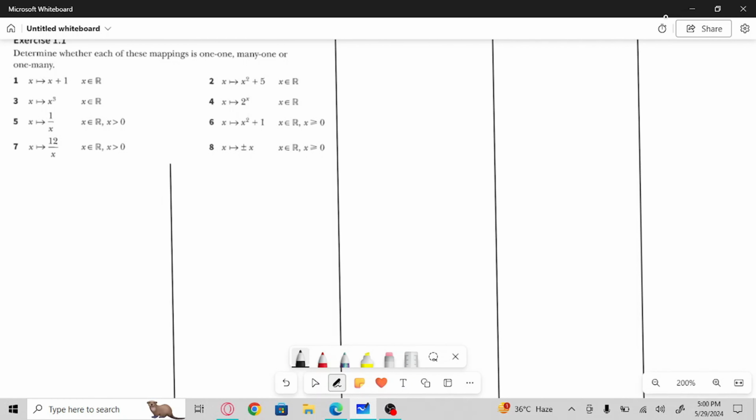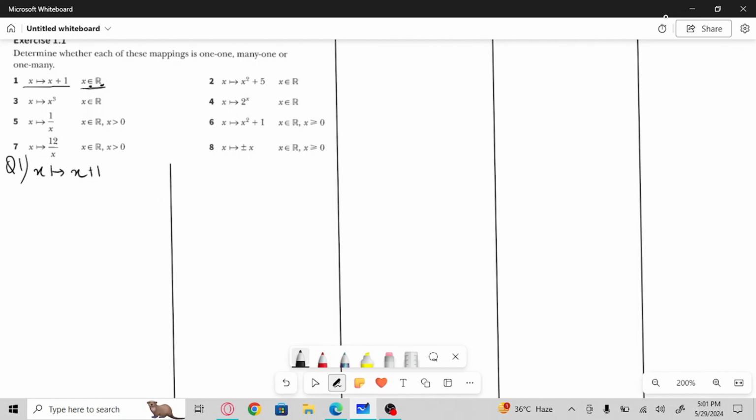So proceeding towards exercise 1.1, we are going to solve question number 1 first of all. As we can see, this is the basic format we have learned to tell that x is mapped to x plus 1. However, there are conditions given to us. This ∈ sign means that it belongs to a specific group. So x belongs to a specific group. What is the group? This R means real numbers. So the condition is that x belongs to the group of real numbers.